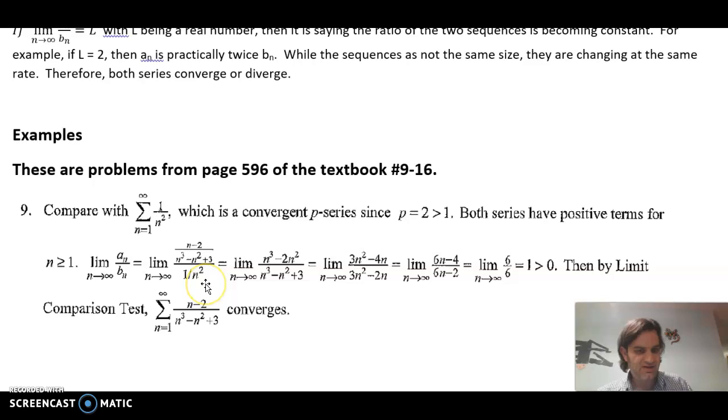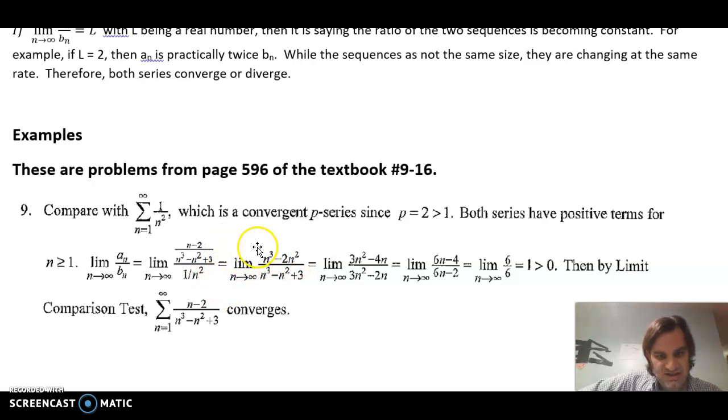And 1 over n squared is a p series, exponent is 2. So this thing here converges. We know the bottom converges. So we're going to play with this limit, and we're going to do a little algebra to see if we can figure out what happens. So we've got a fraction on the bottom. We can keep change flip. So the n squared would end up on top of the fraction.